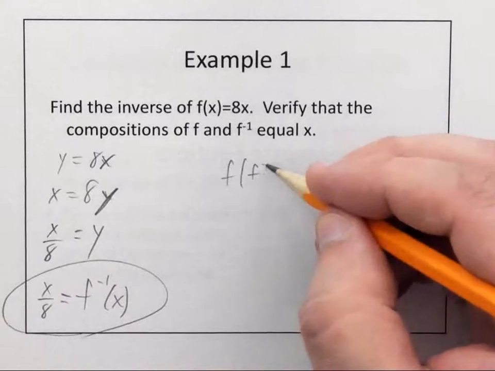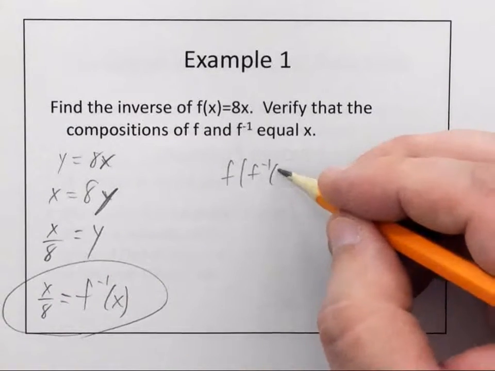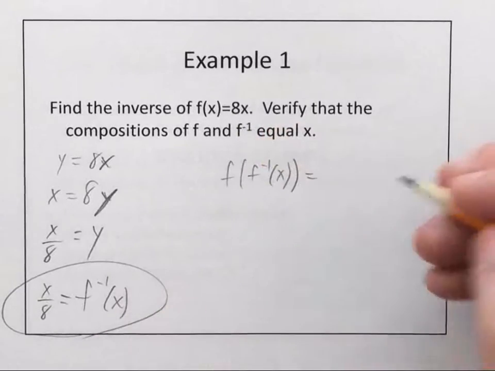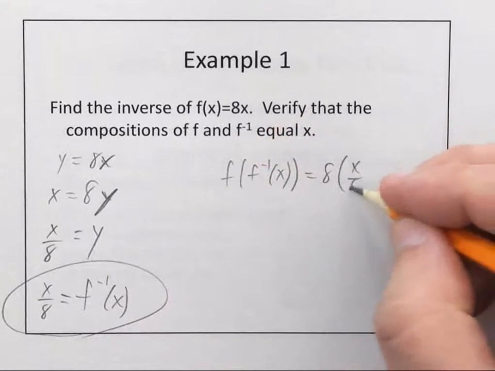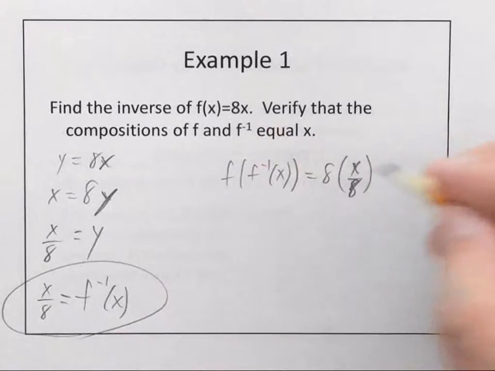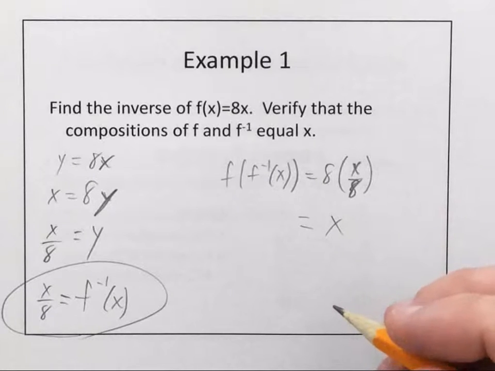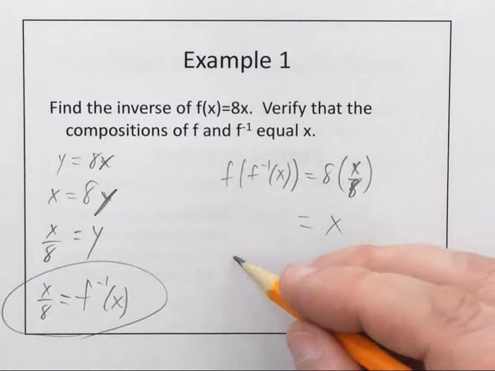Now to confirm it, you need to do substitution. So I'm going to do f of the inverse of f. So in other words, I'm going to take this 8x and plug the x over 8 into it. These honestly are fairly simple ones. You'll see real fast. The 8's will cancel off. You're left with just x. If you do it the other way, the exact same thing is going to happen.